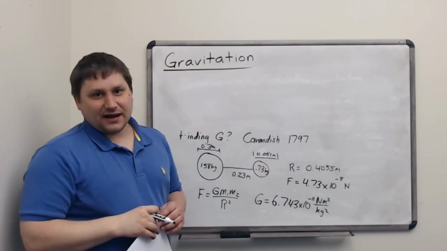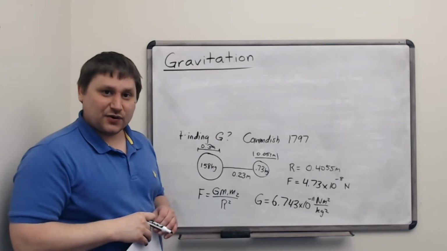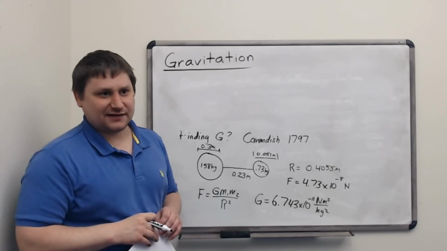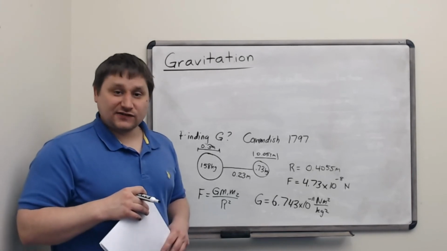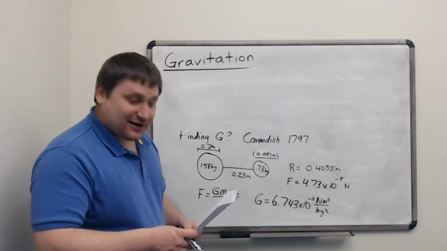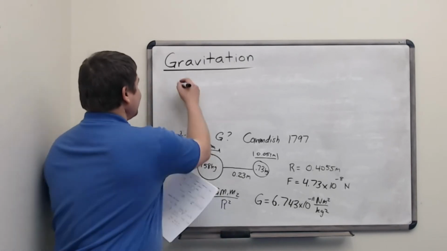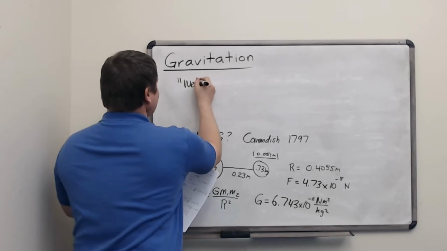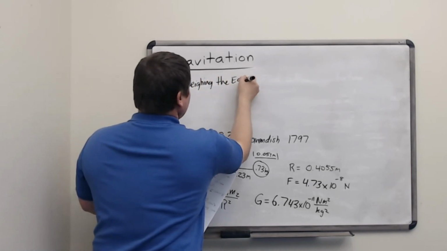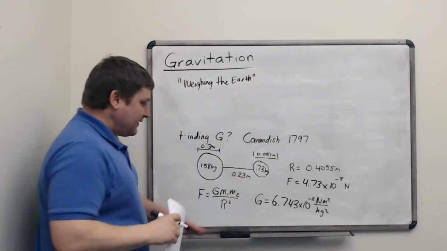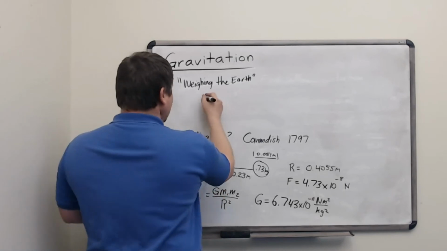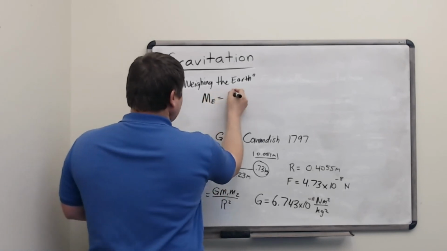Now, a scientific report on the value of the universal gravitation constant wouldn't have gotten much attention in the press. So Cavendish sold his work by calling it weighing the Earth. And we'll do this as an example. If we know the value of the gravitational constant now, we can find out the value for the mass of the Earth.